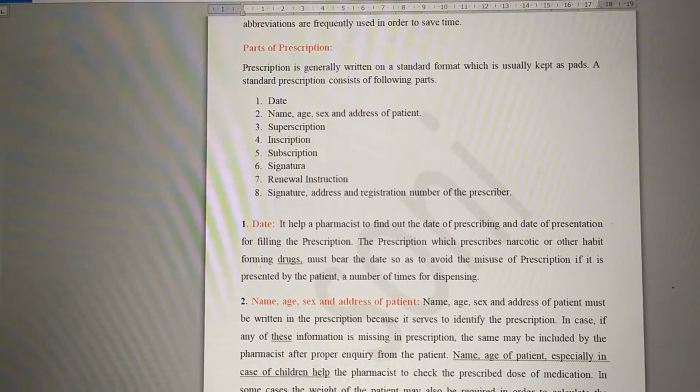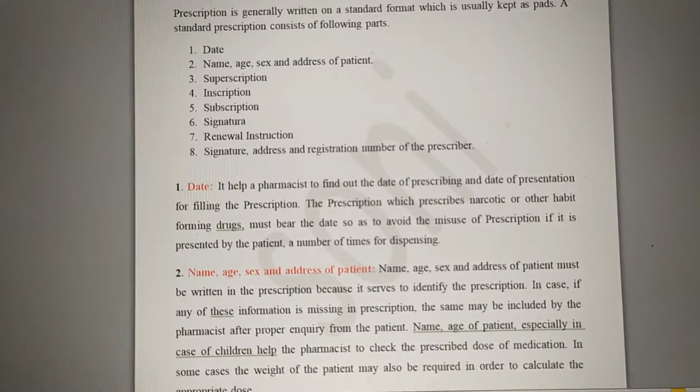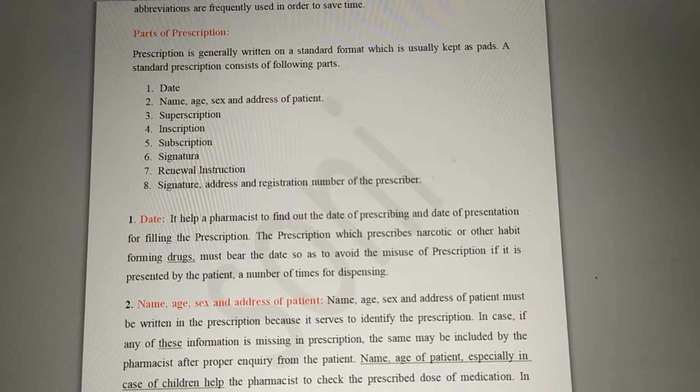Good morning, students. Today's topic is parts of prescription. Prescription is generally written on a standard format, which is usually kept as per the standard.